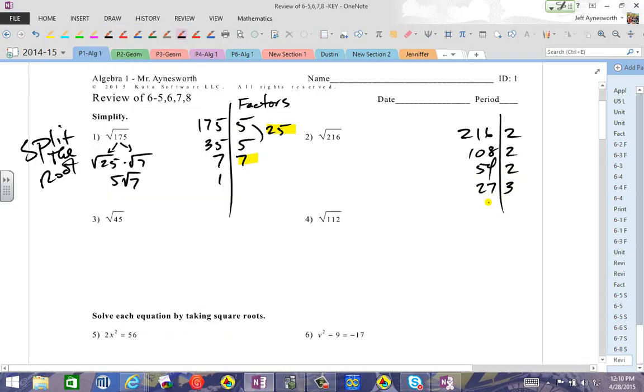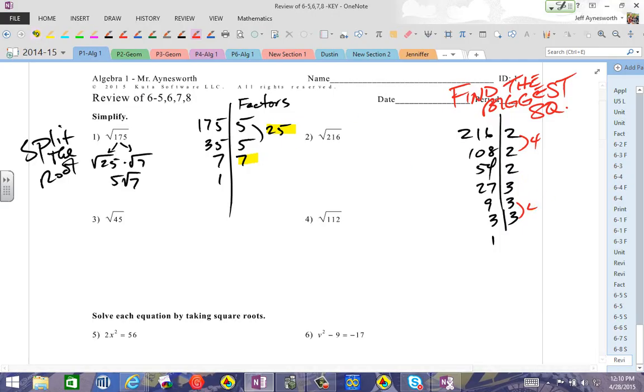And the rest is easy, right? Divided by 3, you get 9. Divide 9 by 3 to get 3. It's prime, so divide it by itself. And you get 1. And the goal is to find the biggest square. Let's find the biggest, not the smallest, but the biggest square factor. All right, I see a square here. I see a square here. Whoops, that's supposed to be 9. 3 times 3 is 9. And what I told you guys in class is that 4 times 9, or a square times a square, gives you a bigger square. And that's 36.